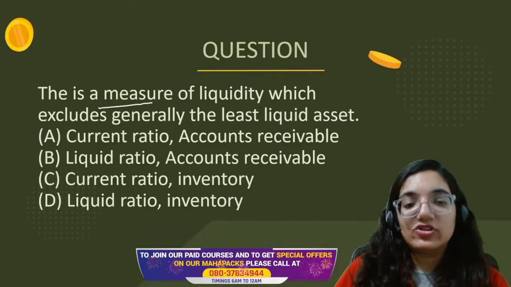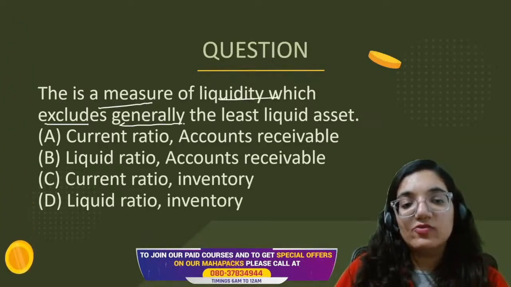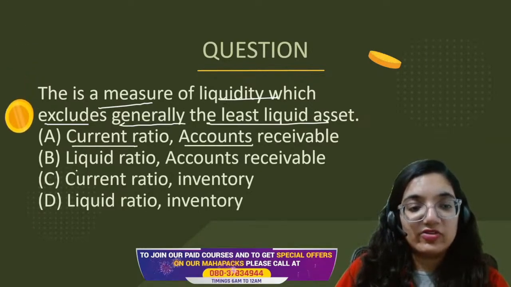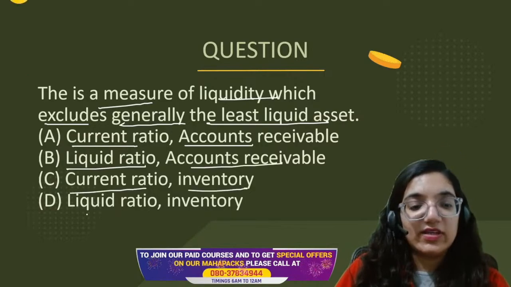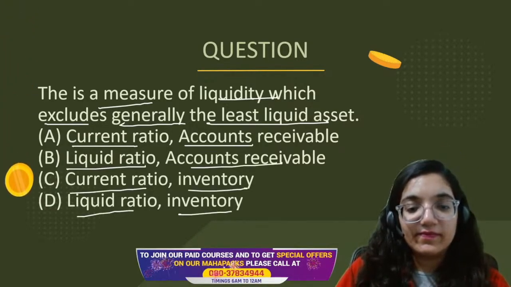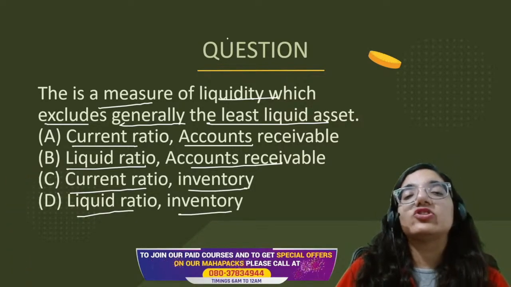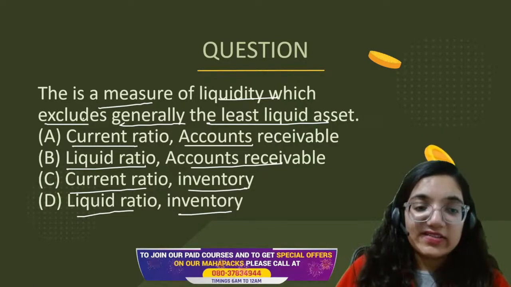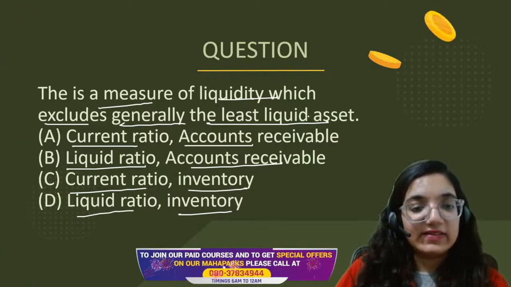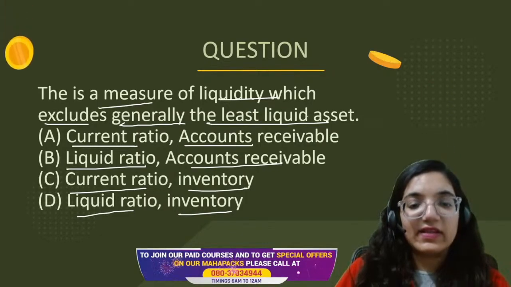This is a measure of liquidity which excludes generally the least liquid asset. Current ratio, account receivable. Liquid ratio, account receivable. Current ratio, inventory. Liquid ratio, inventory. What is the measure of liquidity which excludes generally the least liquid assets? That is liquid ratio.